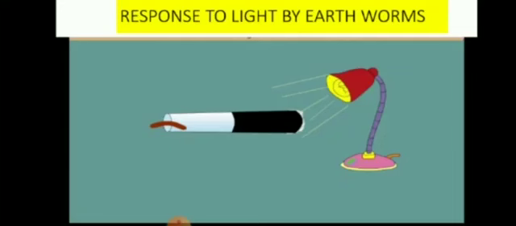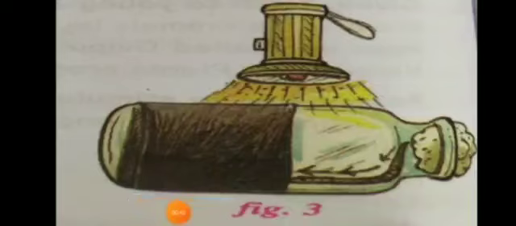Response to light by earthworms. Now let us see about this, a simple activity. Children, here the aim of this activity is to observe the response of earthworm to light. Now to do this, what we need? We need a glass jar, black paper, torch, moist soil and earthworm. How to do this activity?